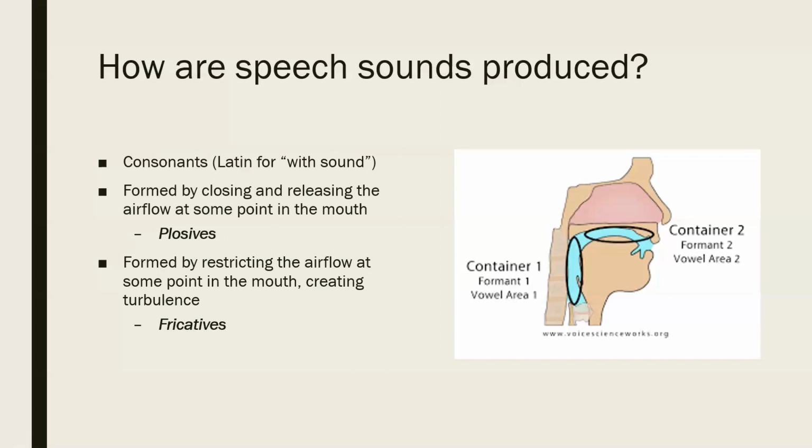So we can see that we can characterize consonants based on where this closure in the mouth occurs and how complete that closure is. If they're closed all the way, then we call that consonant a plosive. If it closes only partially and causes turbulence, then we call this sound a fricative.